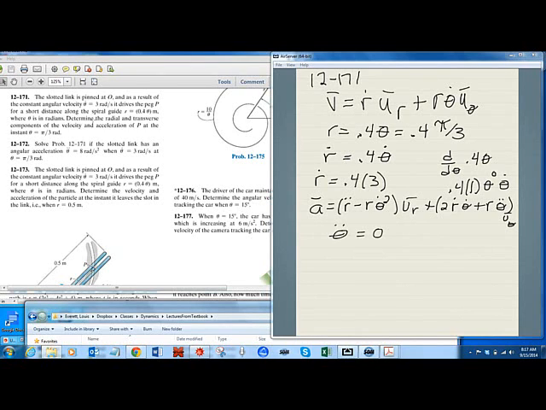Okay, how am I going to get r double dot? That's the only other term. Is it 0? Cool. How do you know? Is it?